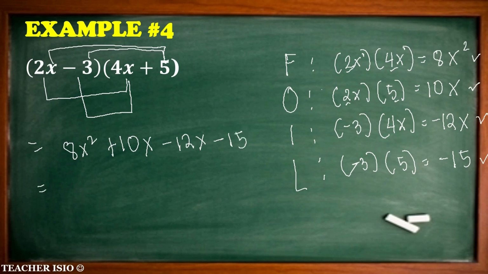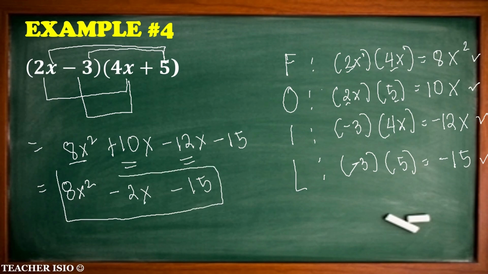Combine similar terms. Since 8x squared ay walang kasimilar term, just bring down. Si positive 10x, may kasimilar pa siya? Yes. Si negative 12x. So, 10x minus 12x, so we will have negative 2x minus 15. So, the answer is 8x squared minus 2x minus 15.